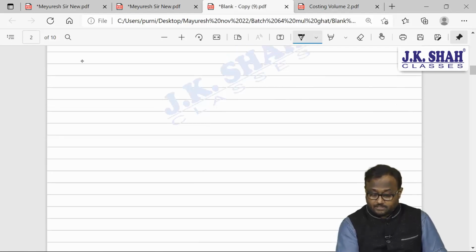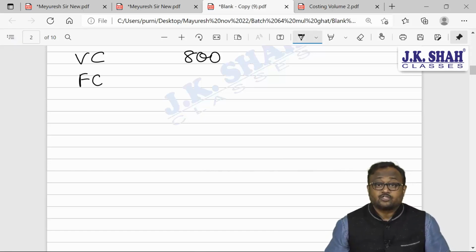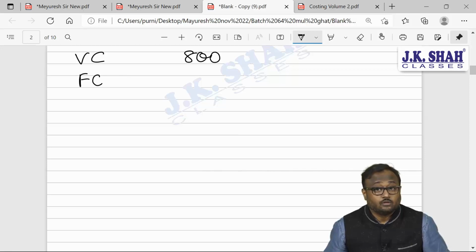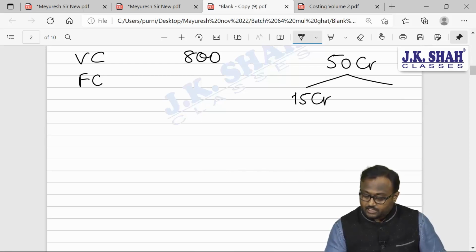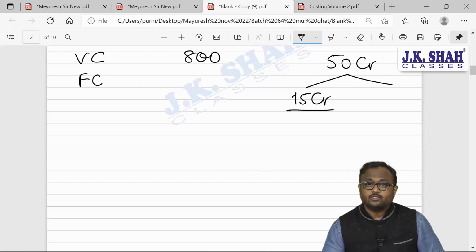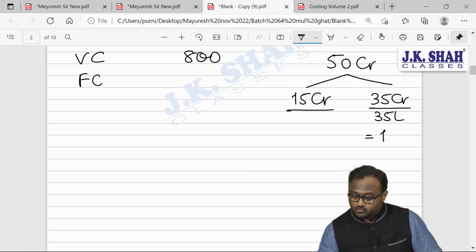Guys, please understand, your variable cost is 800. Okay. So after variable cost, I need to consider fixed cost as well, because question has asked me to go for total cost, full cost plus profit. So boss, my fixed cost is 50 crores. 50 crores is split into two parts. 15 crores is exclusively for the quantity which is produced for B. That means balance 35 crores is for my total capacity of 35 lakhs. So that comes to 100 per unit.